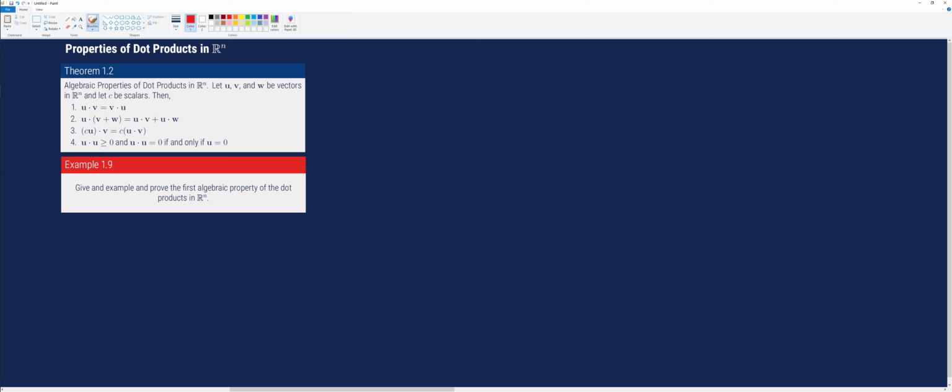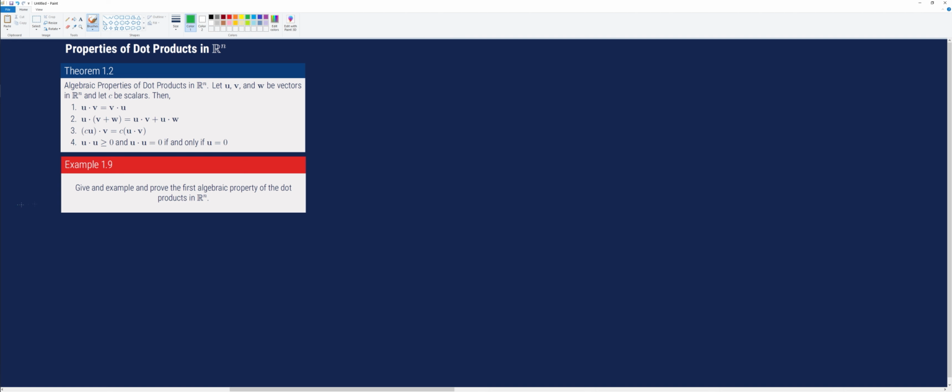The third property is that the dot product of the product of scalar c and vector u, and vector v, is equal to the product of scalar c and the dot product of vectors u and v. The last property is that if we get the dot product of u and itself, then the result is always greater than or equal to 0, and the dot product is equal to 0 if and only if u is a zero vector.